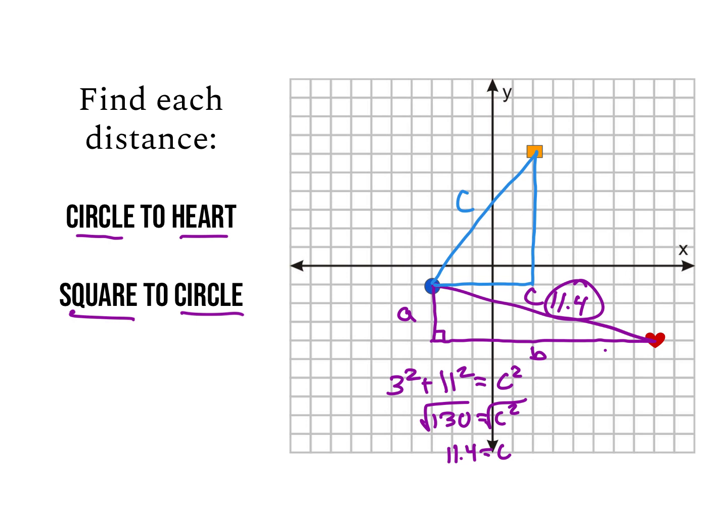So if I count 1, 2, 3, 4, 5, that can be A or B, and 1, 2, 3, 4, 5, 6, 7, that can be my other leg. So I've got 5 squared plus 7 squared equals C squared. 5 squared plus 7 squared equals 74. I'm going to take the square root of 74, and I get about 8.6.